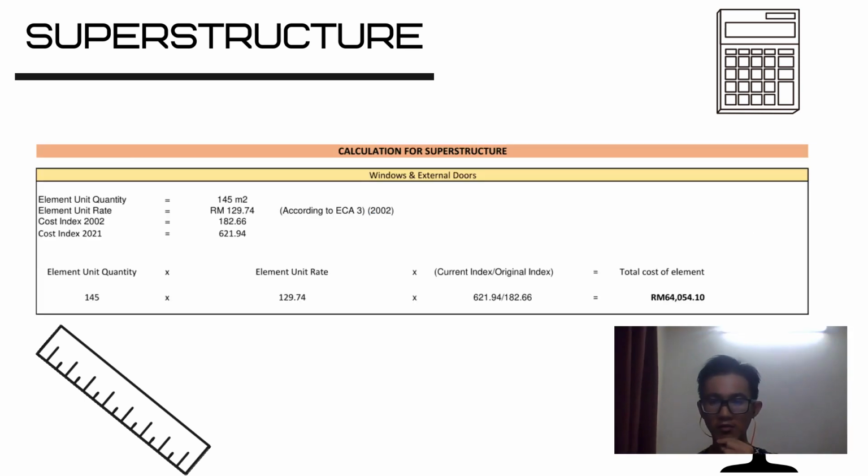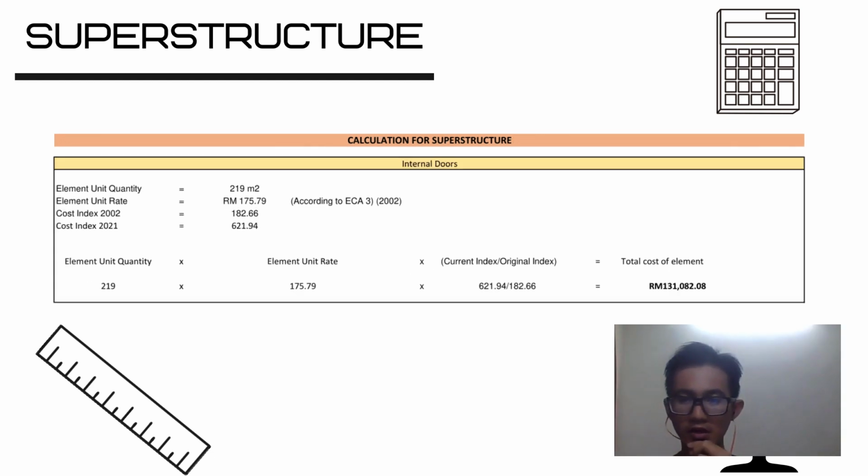We move to the next item, which is windows and external door, where the total cost is 64,054 and 10 cents. It is a product of element unit quantity, 145, times element unit rate, 139.74, and adjust the value by multiplying the current index per original index to get the latest cost of the element.